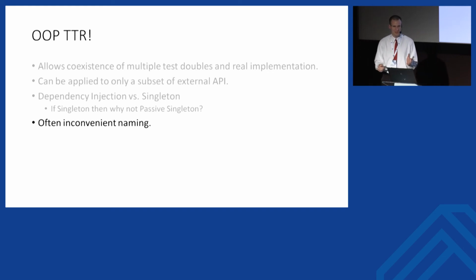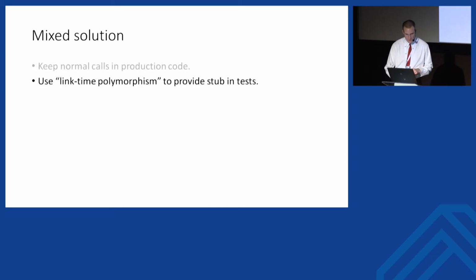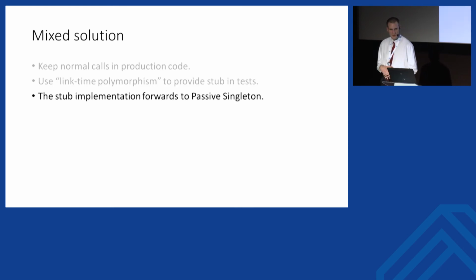Not to mention that it makes lines very long. So that's a disadvantage. However, the disadvantage can be worked around with a mixed solution. You keep normal calls in the production code, just as you always did, and you use link time polymorphism to provide stubs in tests, just as you would do in the original solution. Now, the idea is that the stub implementation you provide forwards anything to a passive singleton. So you connected both solutions.